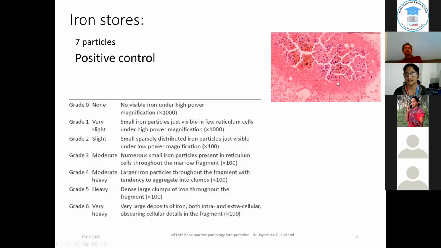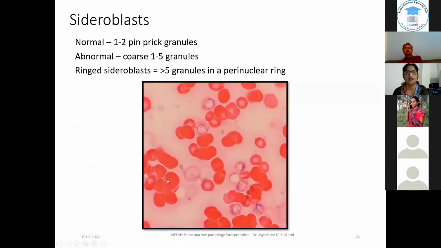Iron stores, then you have to report. So you need at least 7 particles before you can label them as decreased iron stores. But now with iron studies done in a biochemistry lab, you rarely rely on this. Anyway, you should be aware of the grading of the iron stores, and also you should be aware of the sideroblasts.